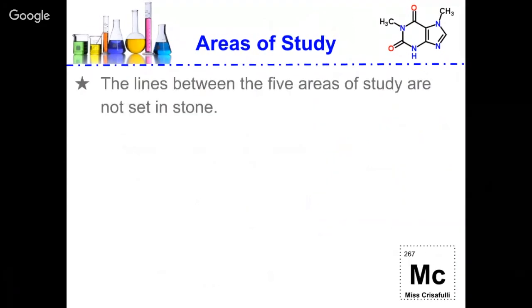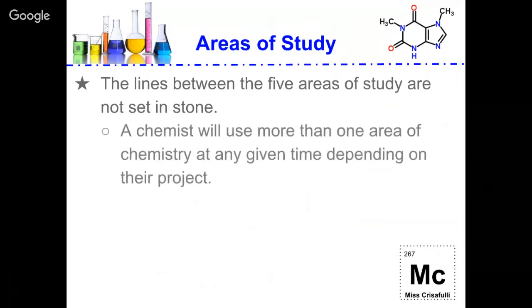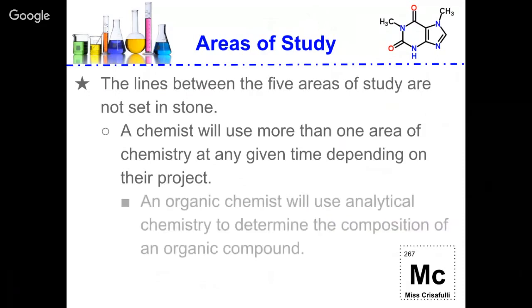And then we have these 5 categories, but these 5 categories are not specific. What does that mean? That means that these 5 categories will blend together. So a chemist will use more than one area of chemistry depending on what their project is, what their research is, what are they working on. So for example, an organic chemist will use analytical chemistry if they synthesize a new organic compound to determine what the composition of that compound is.